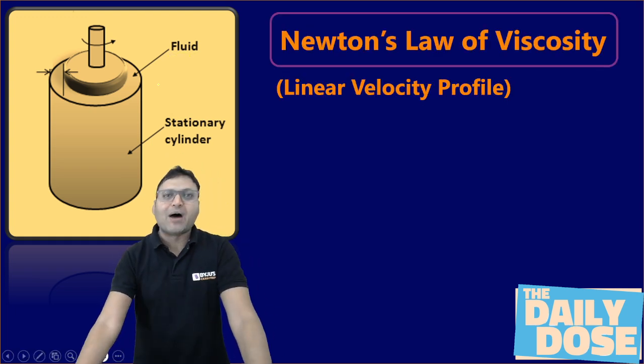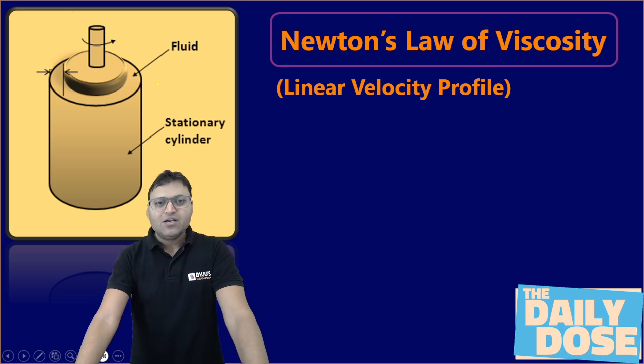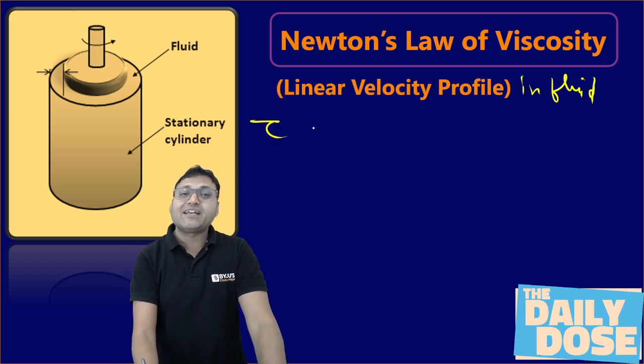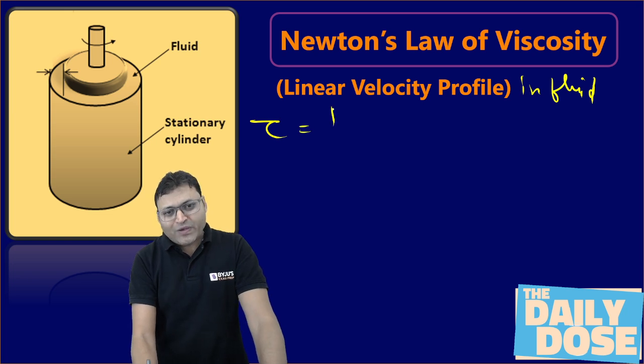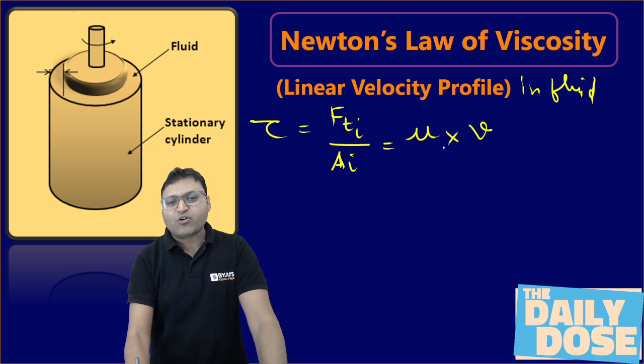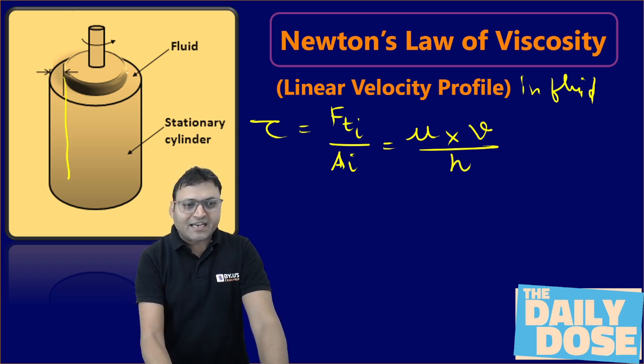If we talk about Newton's law of viscosity for a linear velocity profile in the fluid, if we assume the velocity profile to be linear, then the shear stress developed in the fluid can be written as the tangential force on the inner cylinder per unit shear area on the inner cylinder, which is equal to mu, the viscosity, into the tangential velocity of the fluid particles in contact with the moving surface divided by the thickness of the fluid. The inner cylinder is the moving surface.